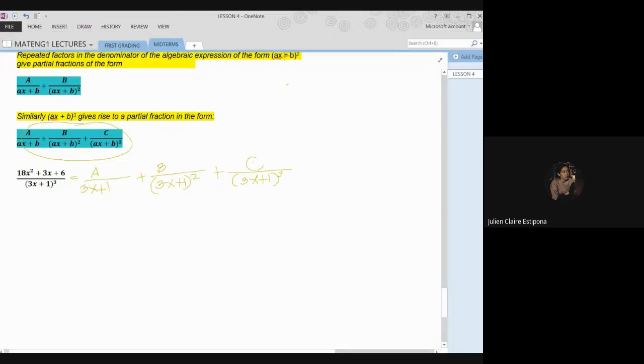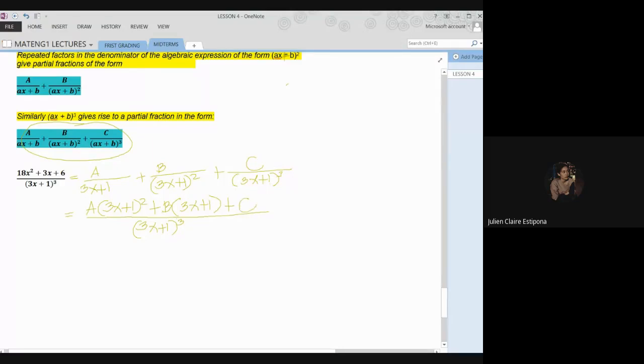To be able to get the value of the constants a, b, and c again, we get the least common multiple, which is already this one. That is 3x plus 1 raised to 3, that is the highest common factor for that one. So 3x plus 1 raised to 3 divided by this one will give us a, multiplied by what remains, of course, 3x plus 1 squared. And for this one, what remains is 3x plus 1, the linear. Plus, of course, this one divided by here is already 1, so we just copy there c.